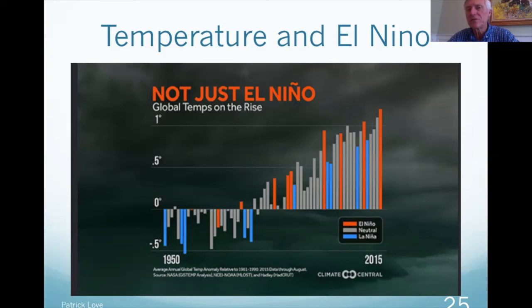So the reason I put this in is I wanted to make the distinction between internal variables that are causing temperature, precipitation, and other climate variables to move, from external variables that are actually the disturbance in the climate system.